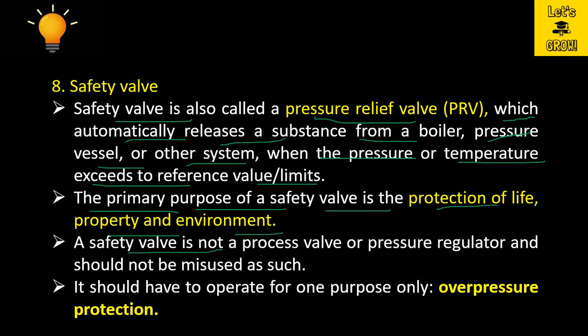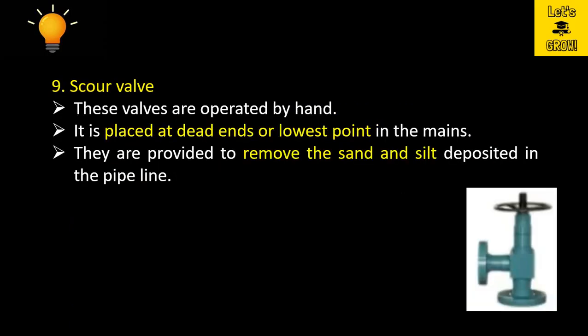A safety valve is not a process valve or pressure regulator and should not be misused as such. It is just for the purpose of safety. It cannot be used for processing or for pressure regulation. It should operate for one purpose only. There is only a single purpose for the safety valve, that is over pressure protection. It protects our system from over pressure, correct?